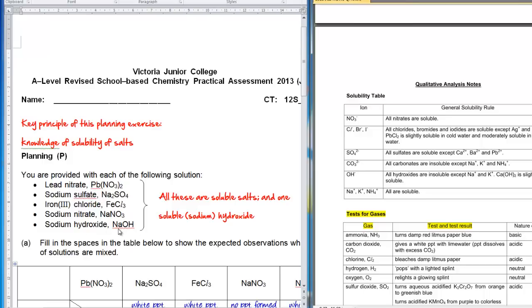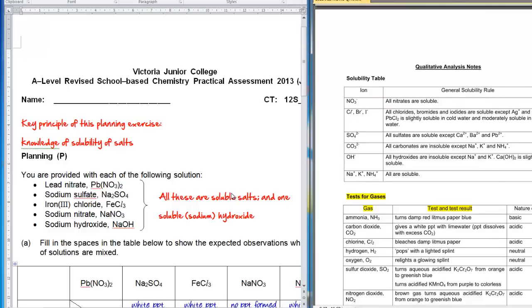Let's say you're in an exam and you are not sure whether sodium sulfate is soluble. You should quickly run through your mind, and if you remember the table, we go to the sulfate part over here, SO4 2 minus. It says all sulfates are soluble except for Ca2 plus, Ba2 plus, and Pb2 plus. So you know that sodium sulfate is soluble, and if it's soluble, of course it will form a solution.